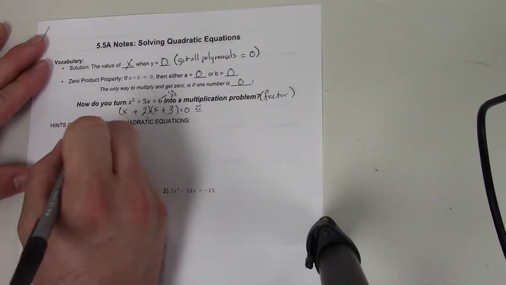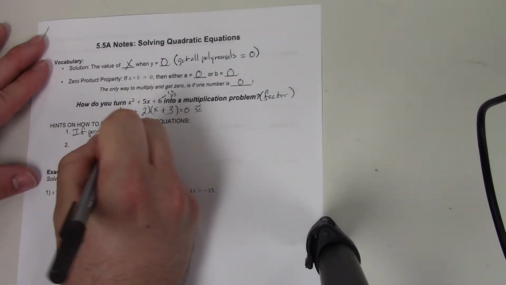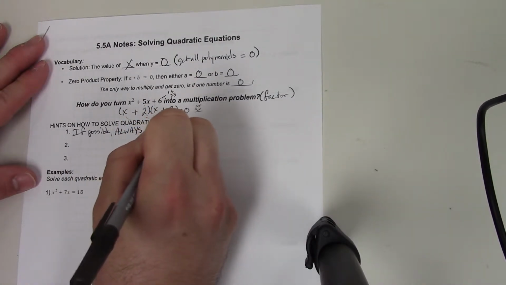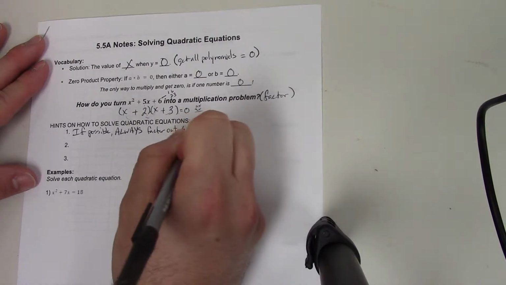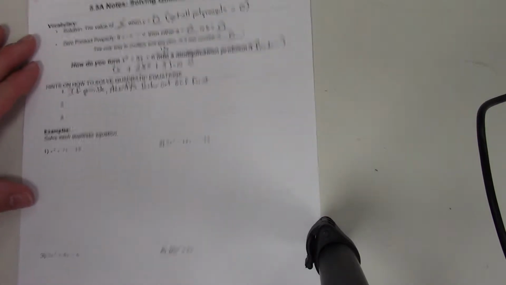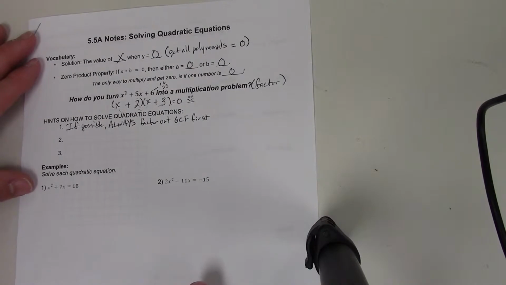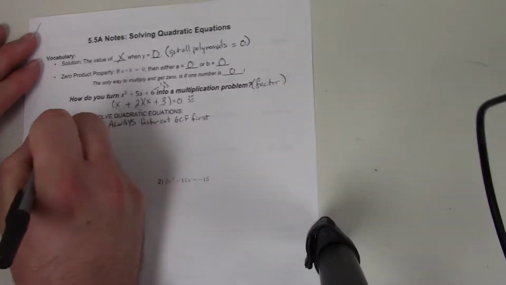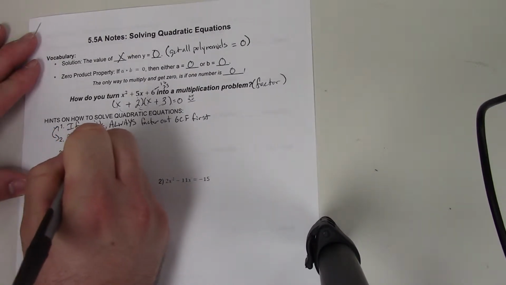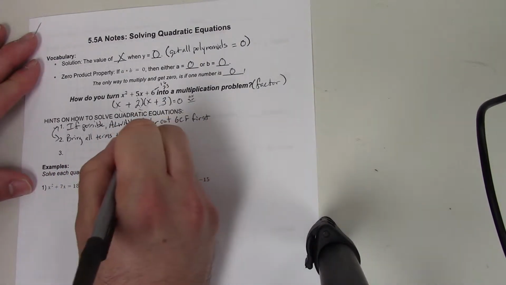So hints on how to solve these. The first thing is, if possible, always factor out the GCF first. So if there's something that could come out of each term, like for instance in number 3, I can take a 2 out of all of those terms. Okay, we'll get to that. Really, I'd like to have everything over equal to 0 first, so maybe we switch those two around, but it really doesn't matter. Bring all terms to one side.